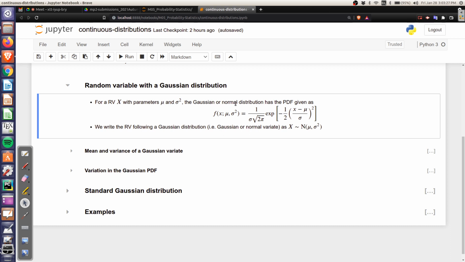Then the Gaussian or the normal distribution has the PDF which is given in this way. The value of the probability at x for these two parameters mu and sigma squared is 1 by sigma root over 2 pi, e to the power minus half, x minus mu by sigma, whole squared. So if I have a random variable which follows a Gaussian distribution, then we say that x is similar to N of mu, sigma squared.